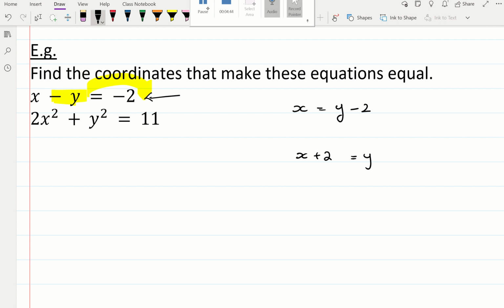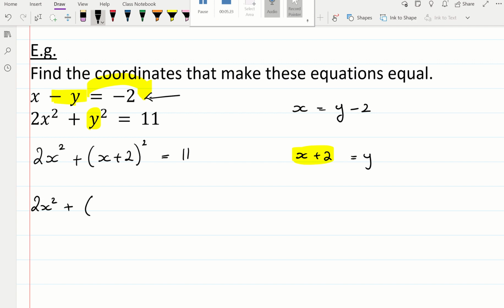Looking at this, I don't want to change this. I really do not want to change the x. So I don't want to have 2 times y minus 2 squared, because that's an extra step. I will have to expand the bracket, and then I will have to multiply everything by 2, and I don't want to do that. So I'm going to change the y. That will be much more effective, or time efficient at least. 2x squared plus x plus 2 squared equals 11.